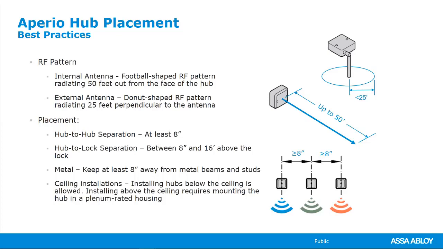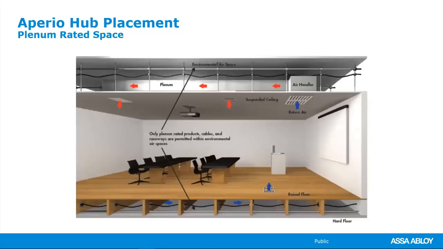And then for ceiling installations, hubs need to be installed below the ceiling. Otherwise, any kind of plenum space needs to be in a housing. So what is plenum? Plenum is the open space above or below the floor that's used for air circulation. Any cabling or housing in that space needs to be plenum rated.